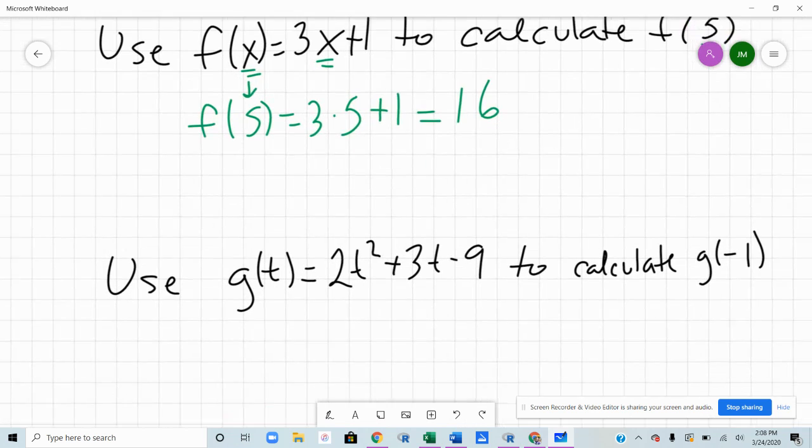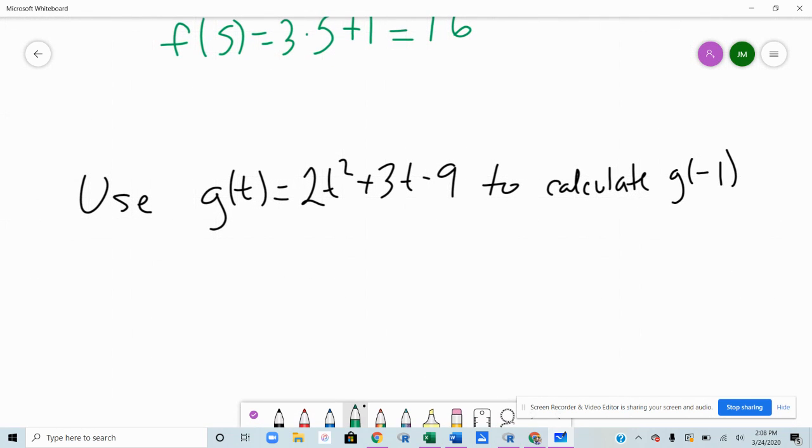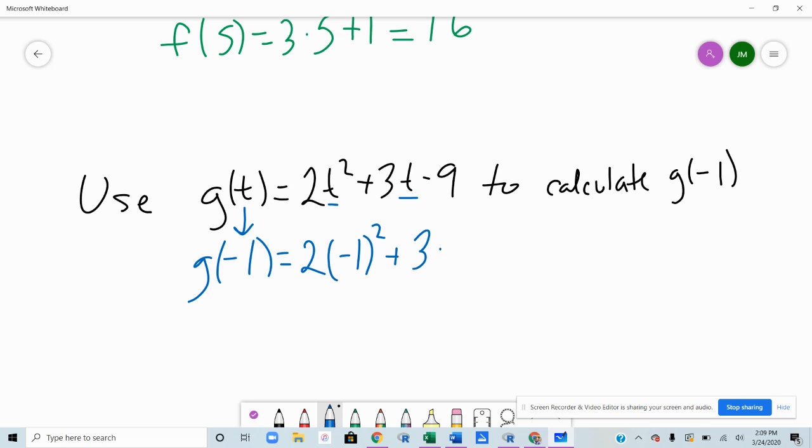Okay. Another example. Now we're going to use the function g of t is equal to 2t squared plus 3t minus 9. We're going to calculate g of negative 1. So if we want to find g of negative 1, we replace t with negative 1, which means everywhere you see a t, you've got to replace it with negative 1. Now, one thing I want to remind you is we talked about if you have an exponent, you need to put your number in parentheses. So we're going to put negative 1 in parentheses and the squared on the outside. Then continue on 3 times negative 1 and then minus 9.